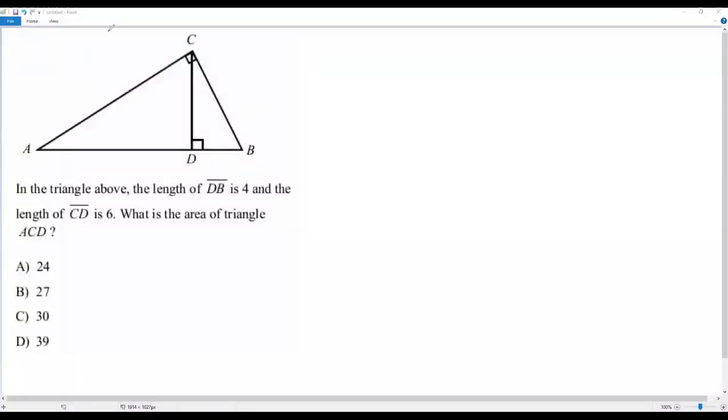Here we have a SAT math problem. Okay, let's go with the question. In the triangle above, the length of DB is 4 and the length of CD is 6. What is the area of triangle ACD?